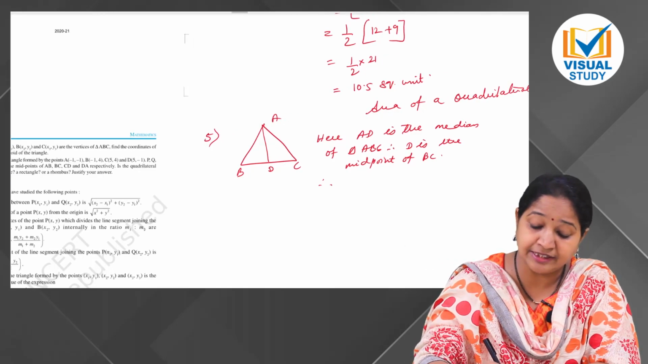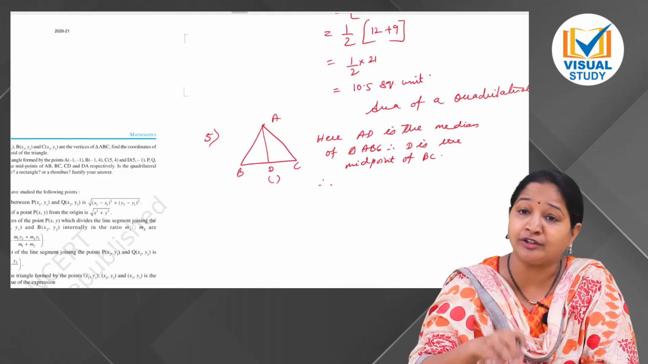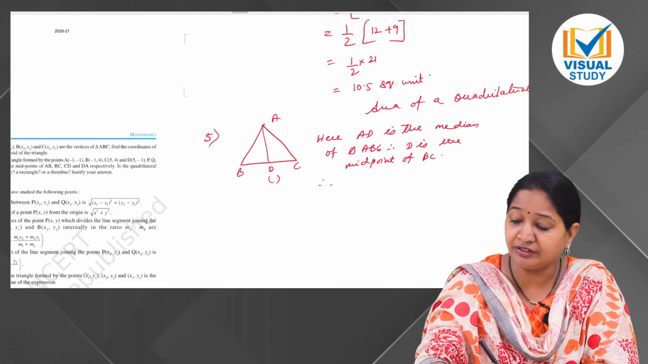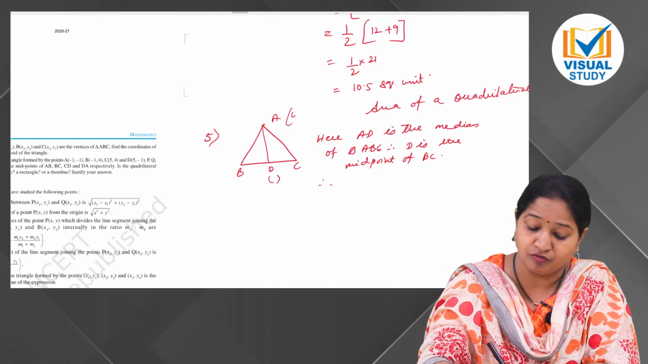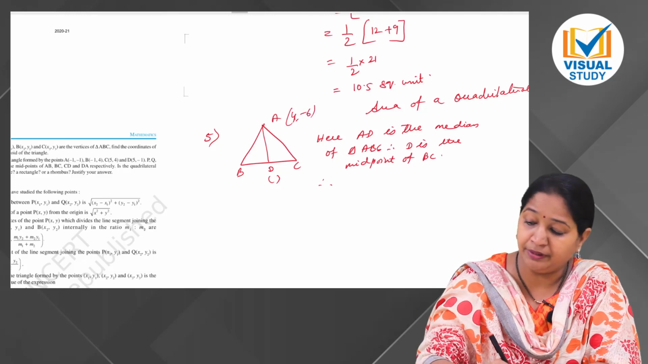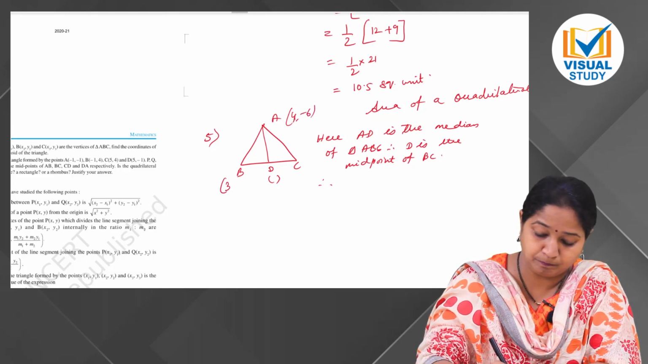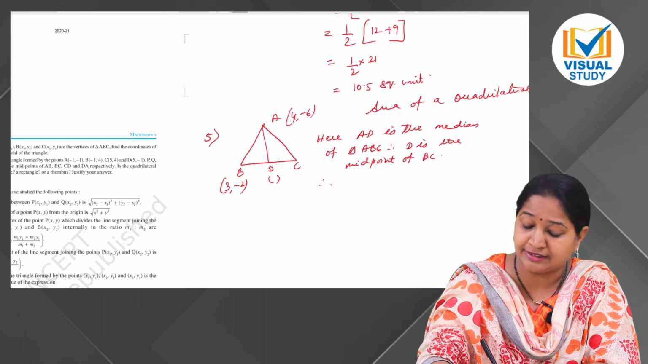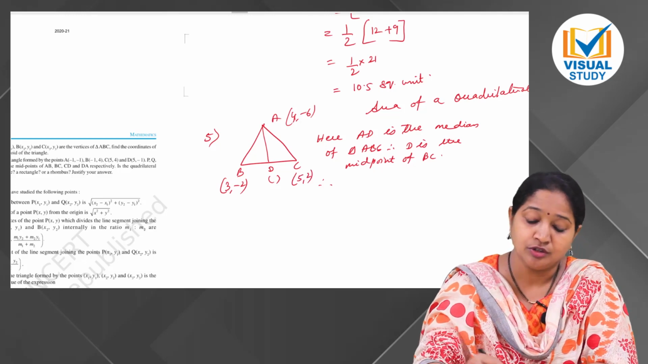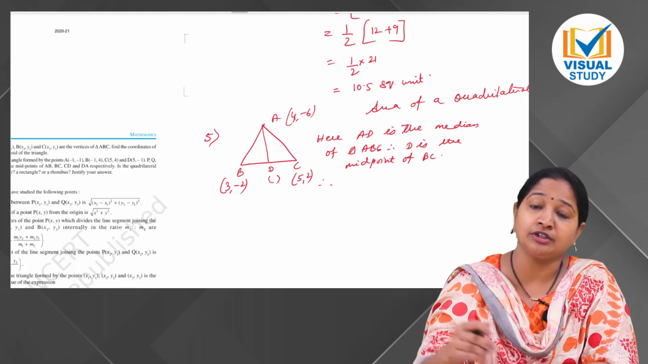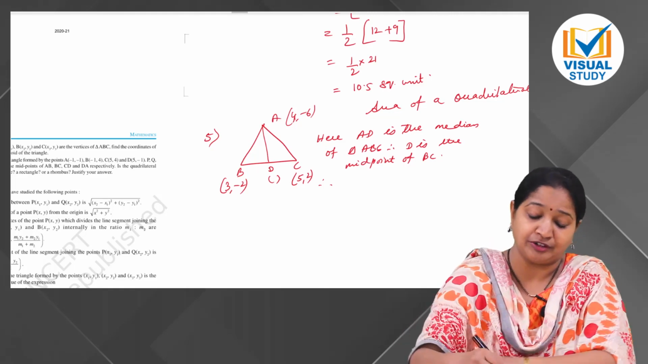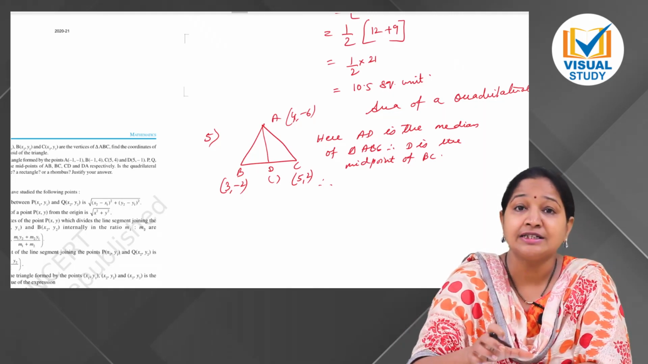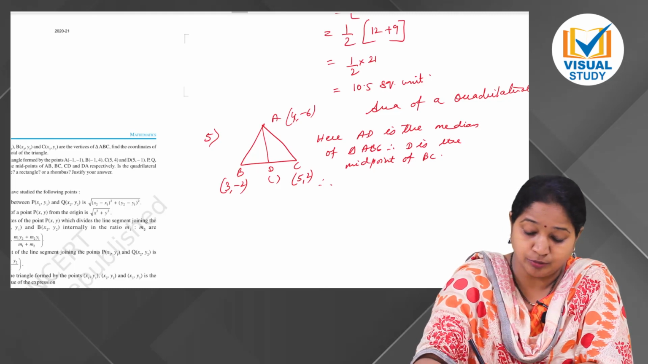Therefore, as D is the midpoint, first of all we have to find the midpoint because they have given the vertices of the triangle: A is (4, -6), B is (3, -2) and C is (5, 2). Before this we have to find D, the midpoint of side BC. So, what is our midpoint formula?